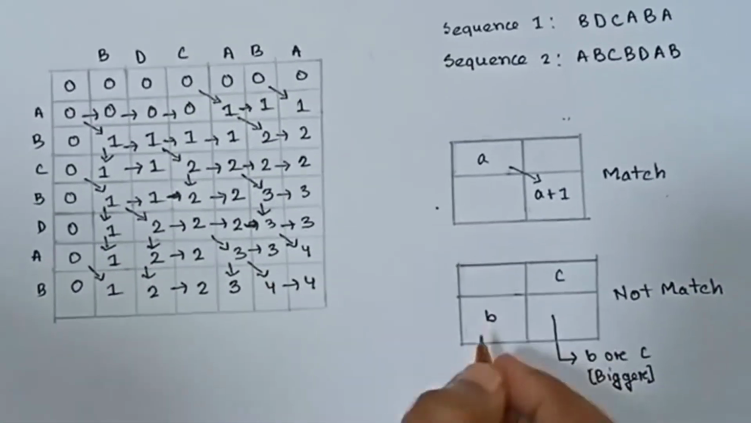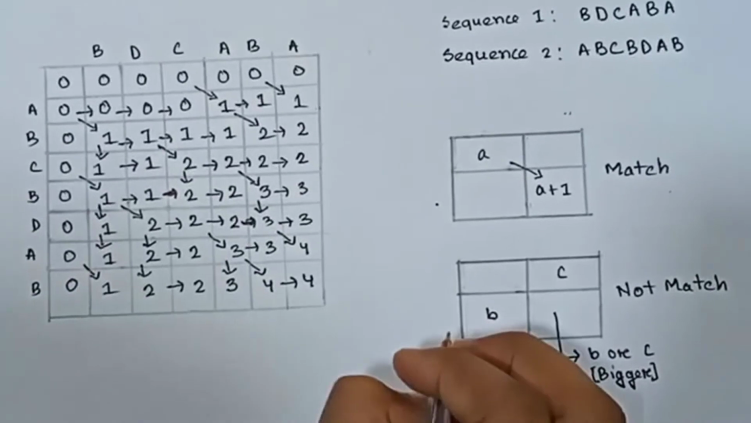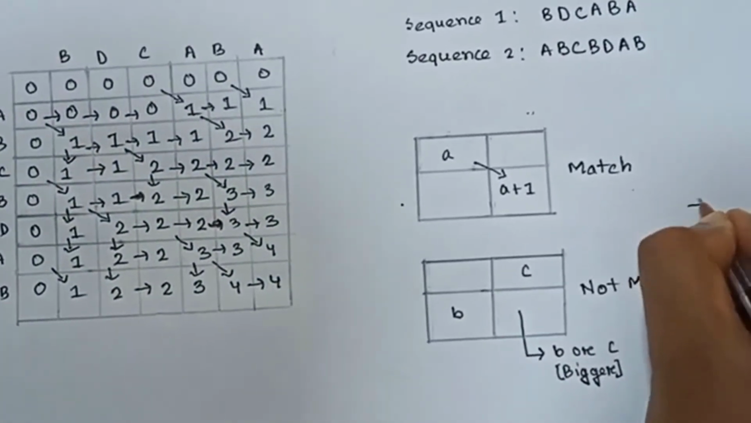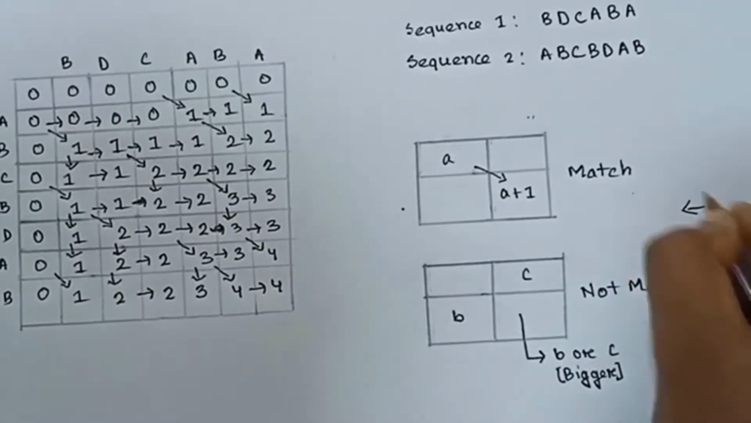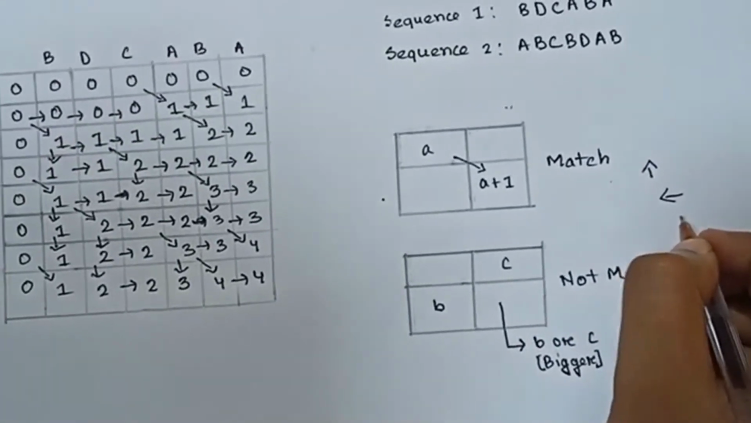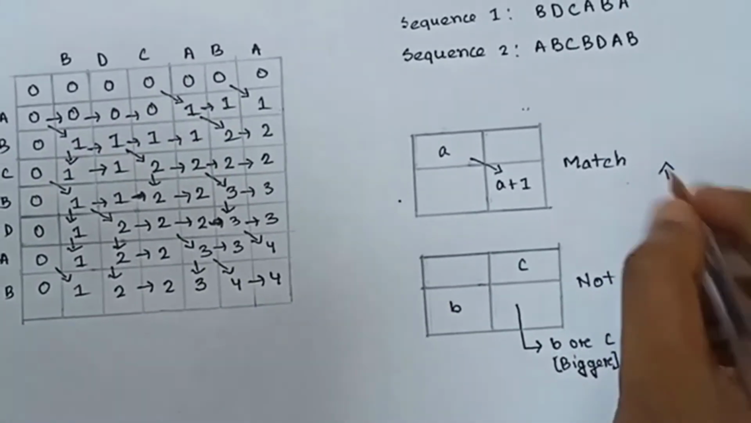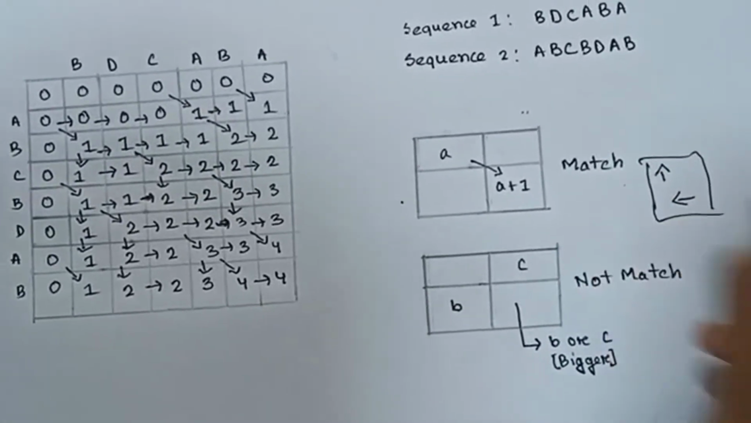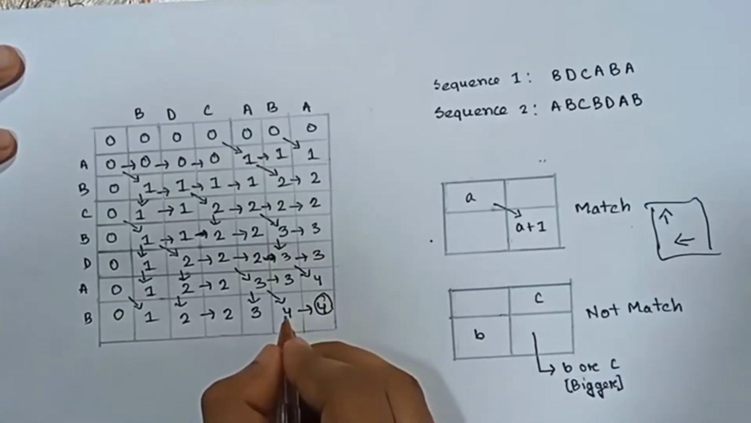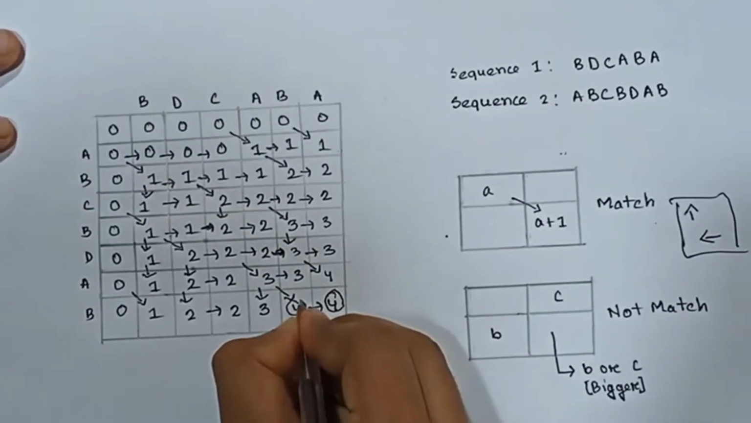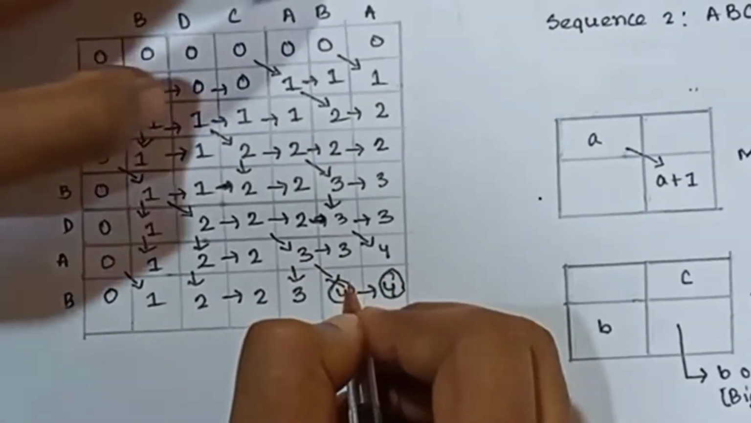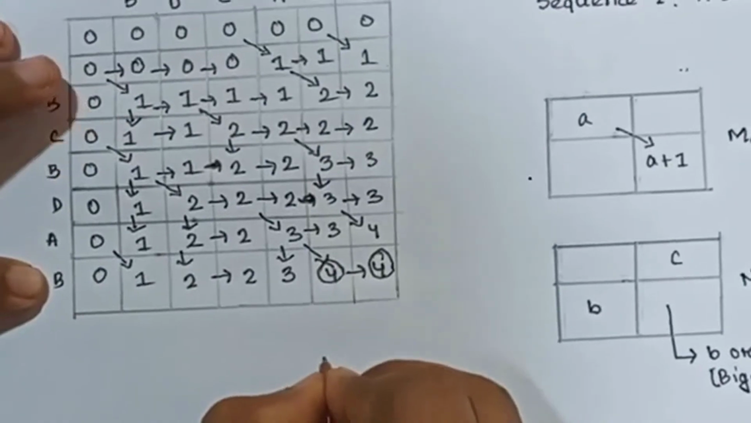Now we have to do backtracking. After backtracking, we will know our longest subsequence and its length. We can do backtracking in two ways: one from left to up, and the other from up to left. Backtracking has to start from the last value. Our last value is 4. We go to the left side and find 4 also. When we get the value diagonally, we write the sequence. 4 comes diagonally and we write B.